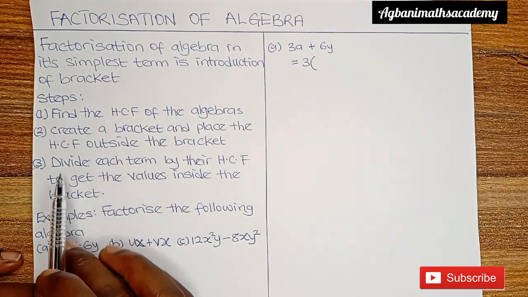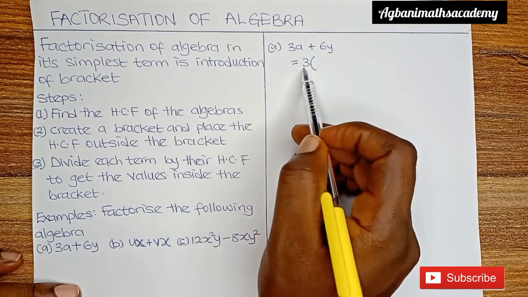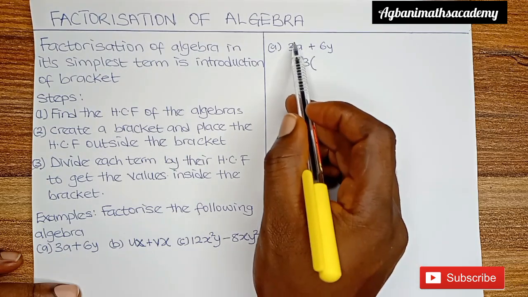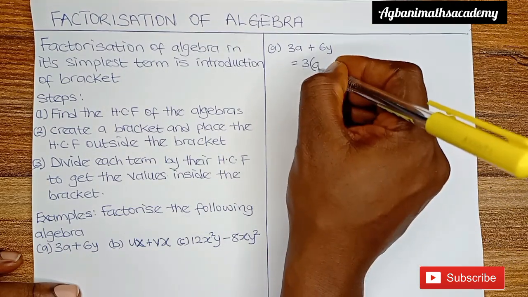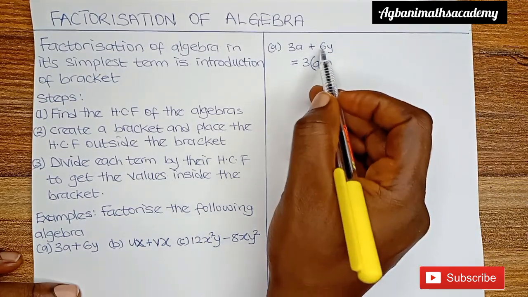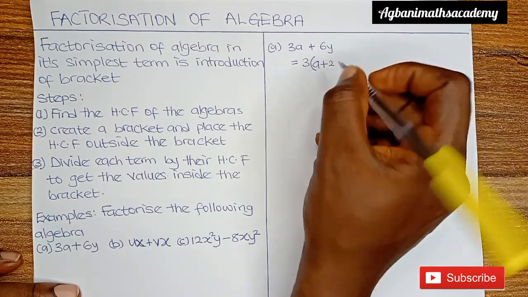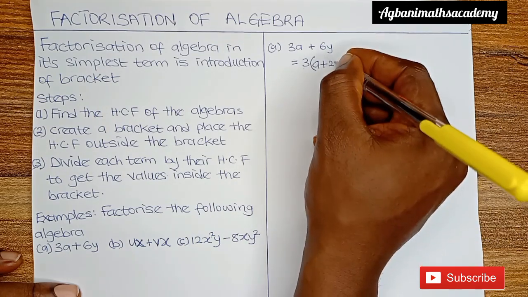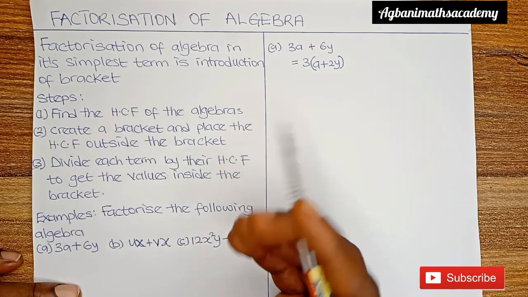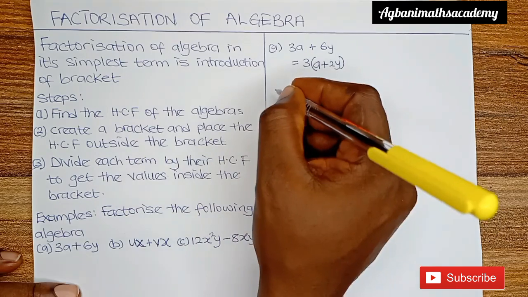The third step is divide each term by their HCF. So we are going to divide 3a by 3 and 6y by 3. 3a divided by 3, 3 is going to cancel out 3. We're going to have a inside the bracket. We bring the plus sign down. And then 6y divided by 3. 6 divided by 3 is going to give us 2. And then there is no alphabet here, so we bring down y. So that means 3a plus 6y has been factorized to become 3 into a plus 2y. Very simple.